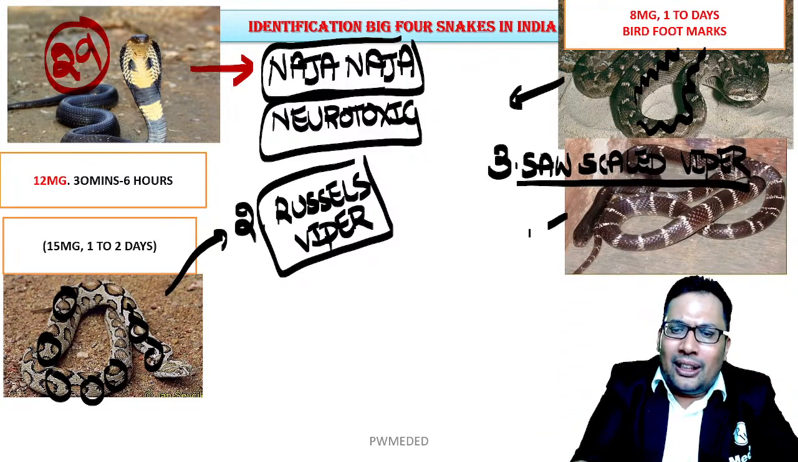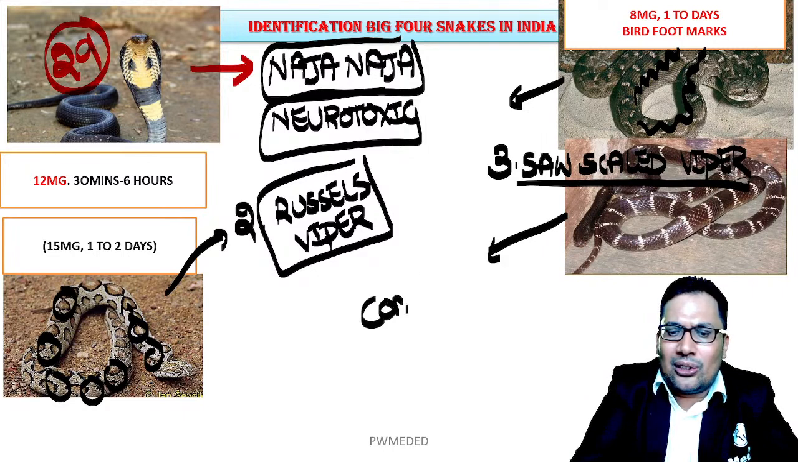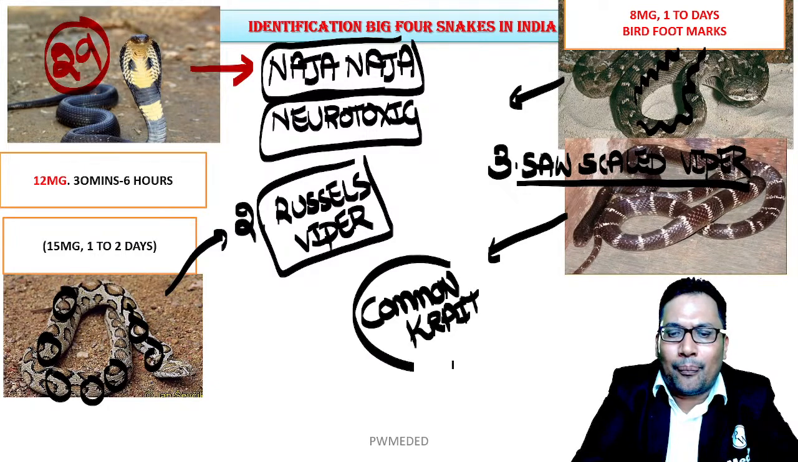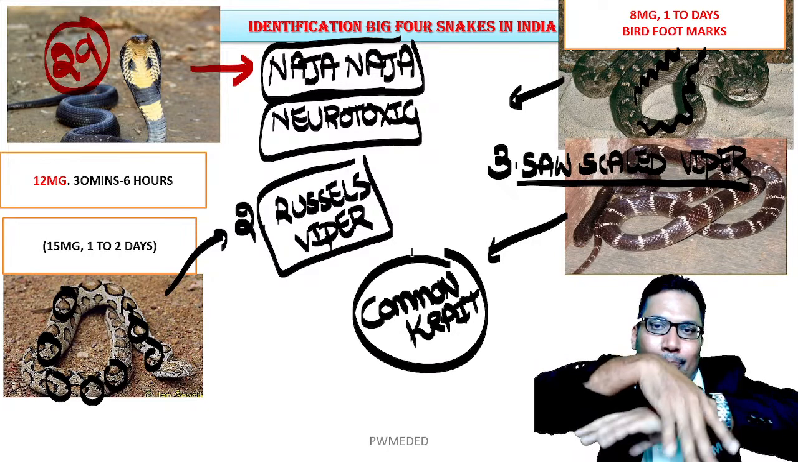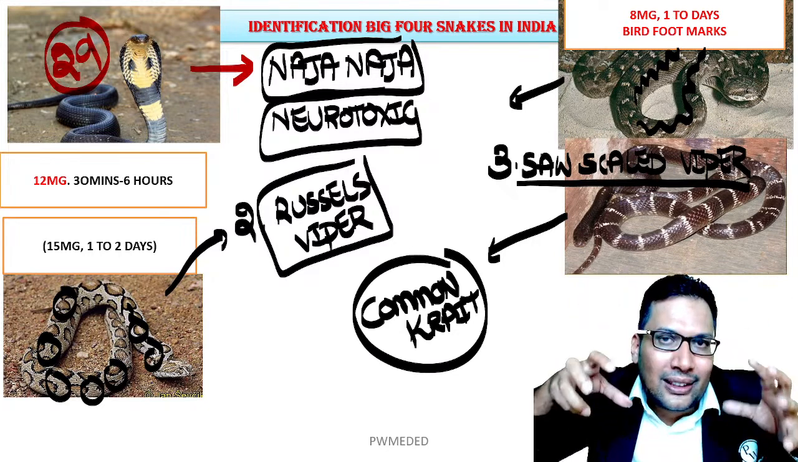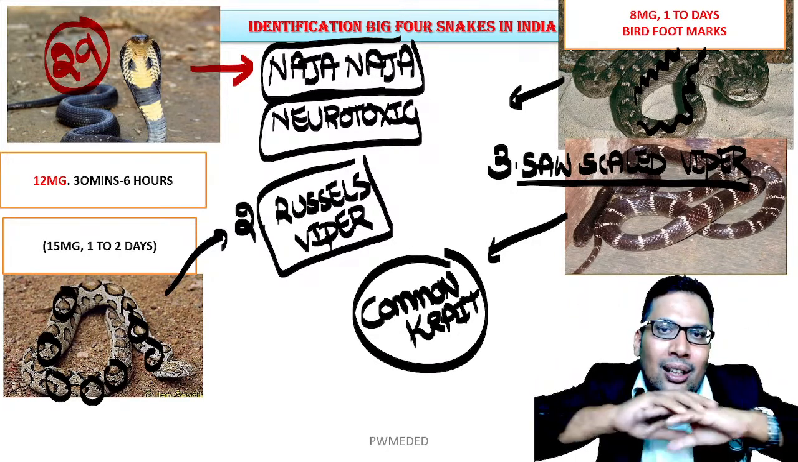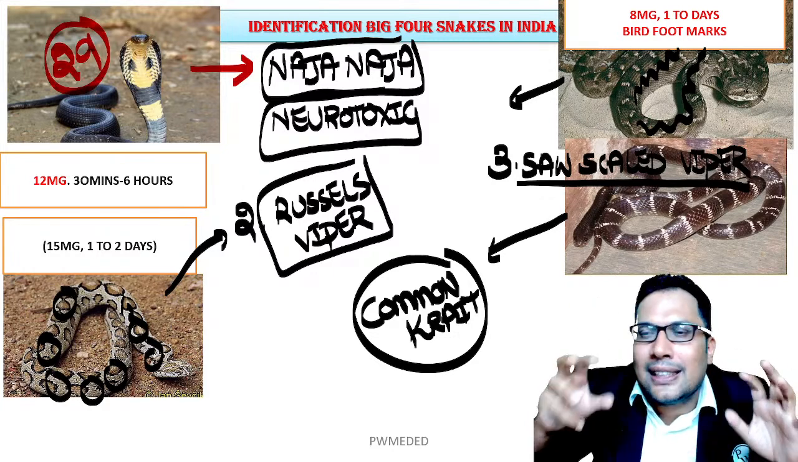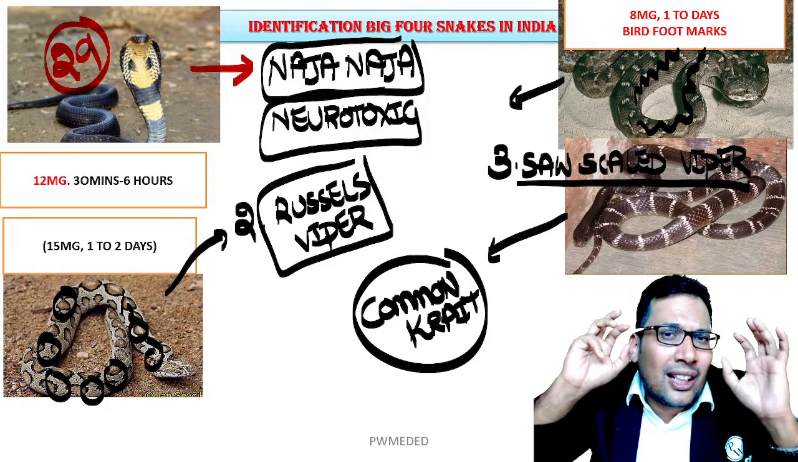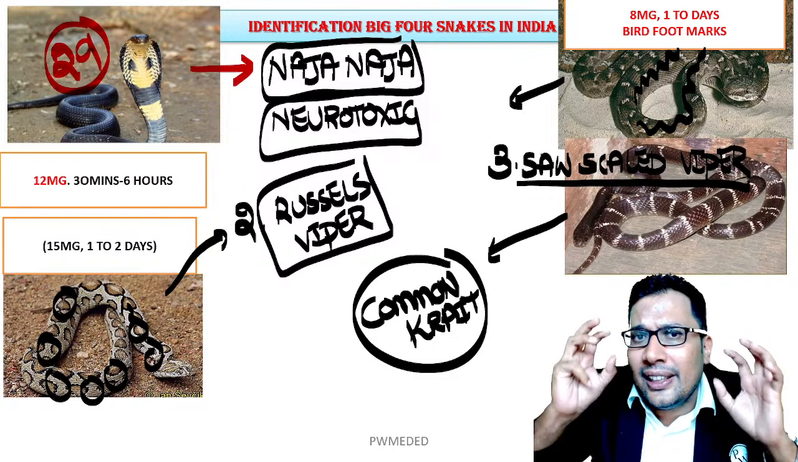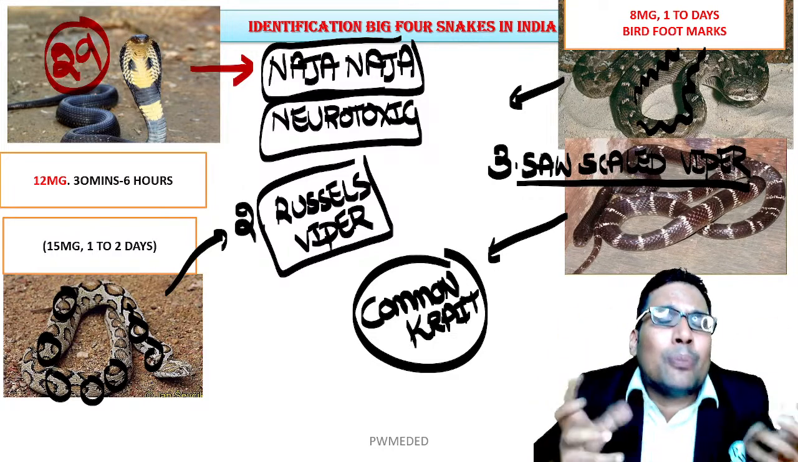Then this is the common krait. Common krait is also very commonly asked in the exam. In common krait, you will see the transverse white band along the surface of the snake. And remember, common krait bite is painless. It has a tendency to bite people even without stimulus.